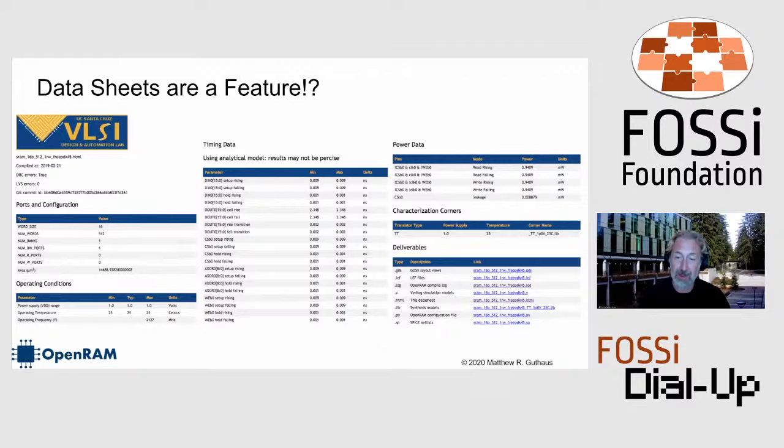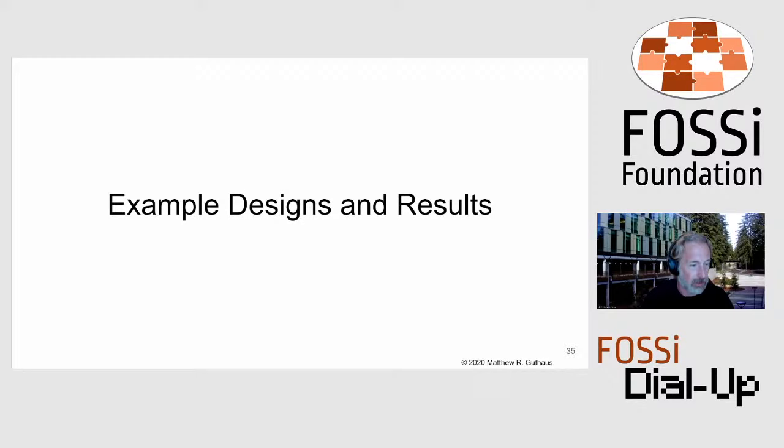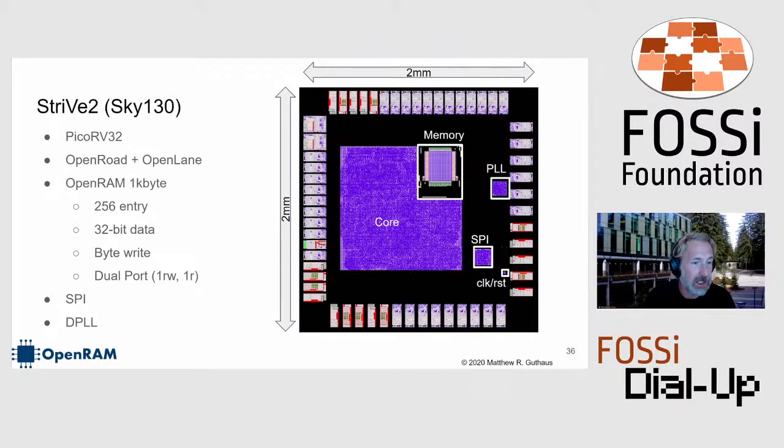Now, let's get to a couple results. I'll go through some of this fairly quickly. This is one of the chips we did with eFabless. This is the Strive 2 chip. You can see here, this is also with Mohammed Shalan from American University in Cairo. And you can see this is PicoRV32 through the OpenROAD and OpenLane digital flow.